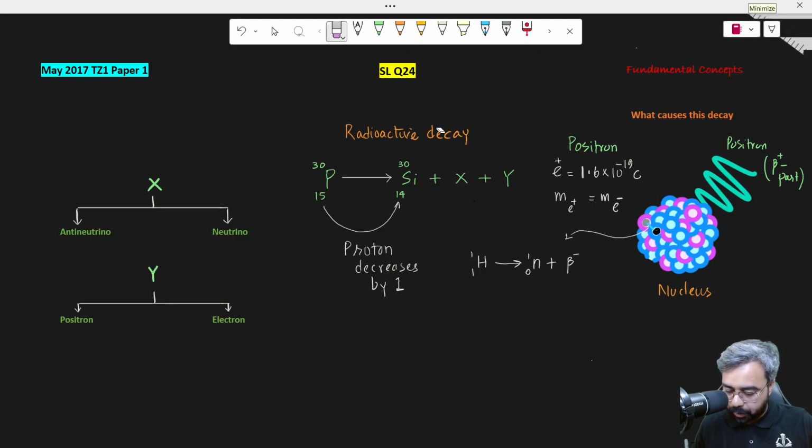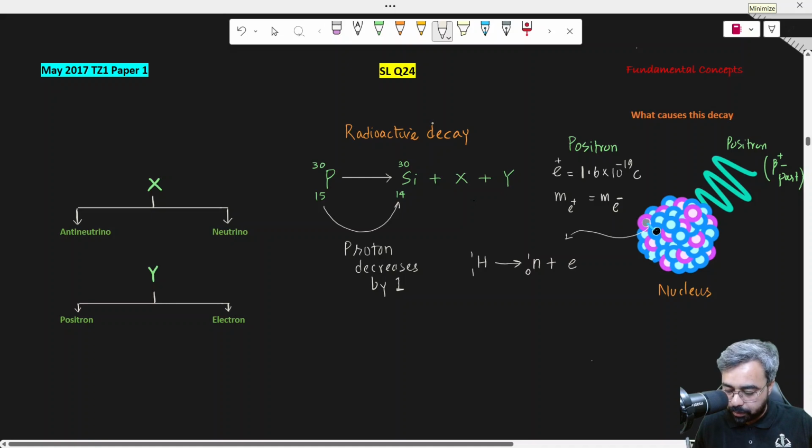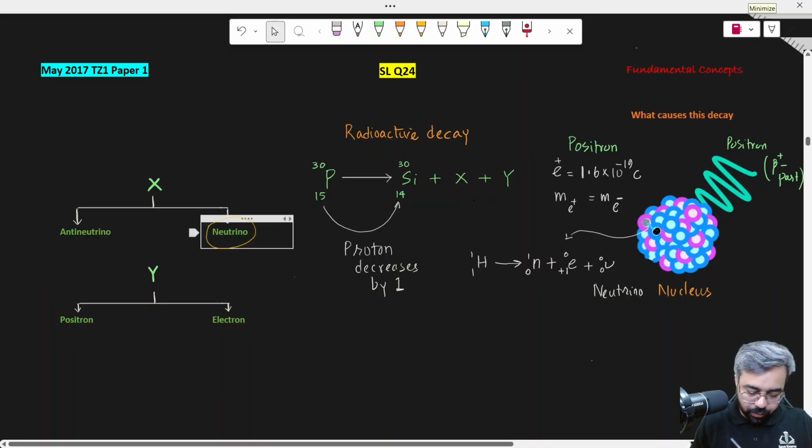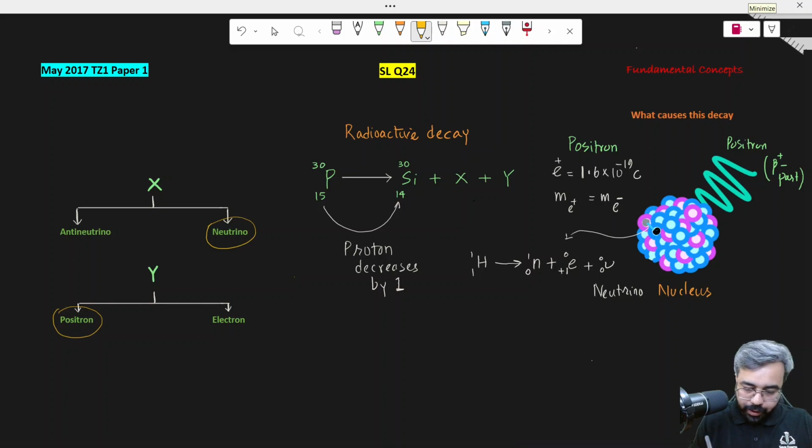Now this beta positive particle is actually a positron, as I mentioned. So it has a plus one relative charge, and zero, just like we place zero for an electron or a beta negative. And remember that this is a neutrino. A neutrino is also a particle which is emitted, and some energy is emitted as well. So X is the neutrino and Y is the positron. That's why the right answer is option D, which talks about this radioactive decay.